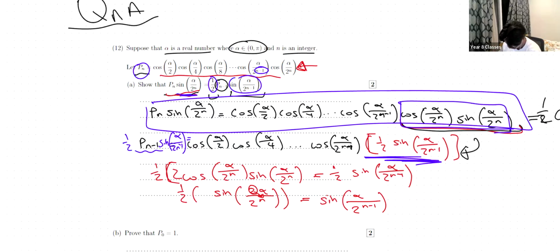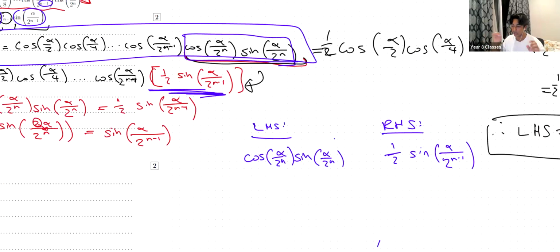So the only difference from the left-hand side is the cos alpha on 2n, sine alpha on 2n. And the only difference on the right-hand side is this a half sine alpha on 2n minus 1. So what you're essentially trying to do in this question is show that these two things are equal, because everything else is the same. You just want to show that the two things that look different are actually equal. Therefore, the whole thing is the same.